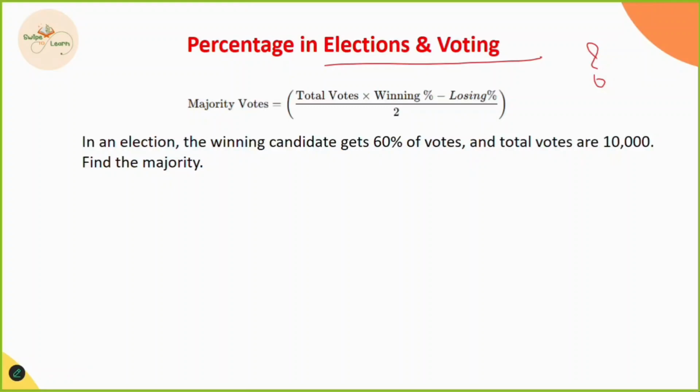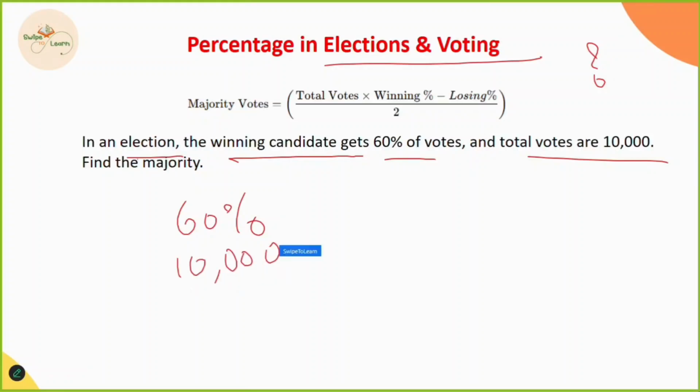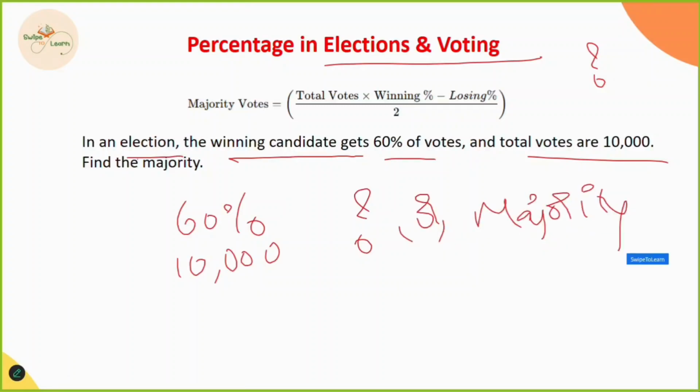So let's say that a candidate got 60% of the votes. In an election, the winning candidate gets 60%, and the total votes are 10,000. How many votes did the winning candidate actually get? Or you can also find out what the majority is, or by how many votes the candidate lost the election. So this compound percentage can be used in the entire concept of elections.